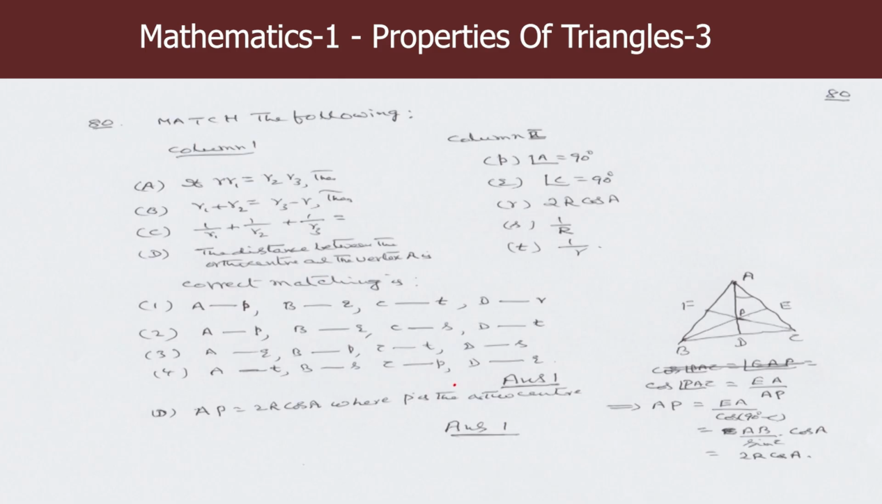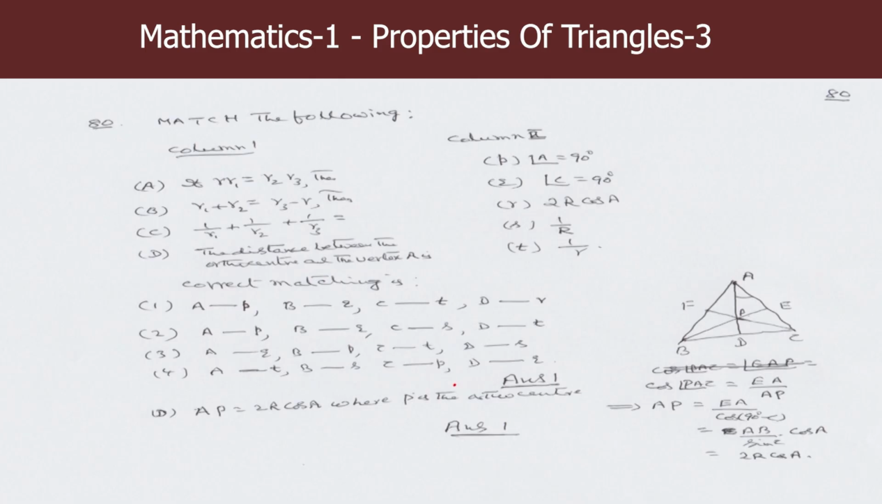Now, except D, we have already seen all these three, because we know we can substitute the values: r is equal to delta by s, r1 is equal to delta by s minus a, r2 is equal to delta by s minus b, r3 is equal to delta by s minus c. The only new thing is D. For D, you can see the diagram.